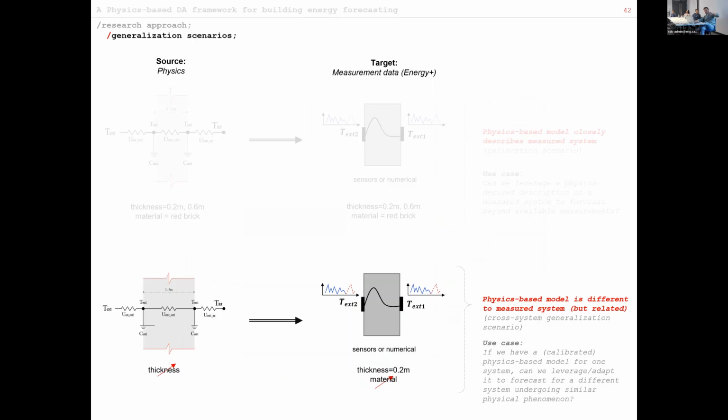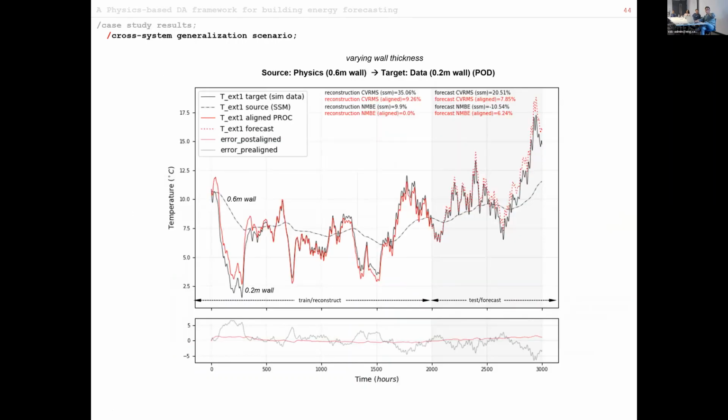So if I go to the second example, which I think was more of the main goal for me. Here we have a physics-based model describing a 0.6 meter wall, and the target is data coming from a 0.2 meter wall. Again, this is numerical data, and the dotted line is the 0.6 meter wall, which is the physics. The squiggly, noisy one is the thinner wall, which is from the data. And as you can see, the transformation was nicely learned.